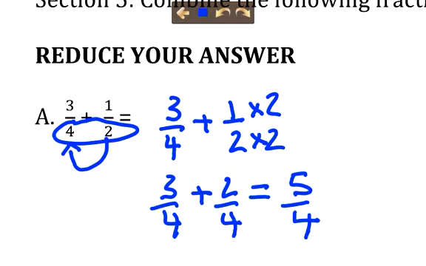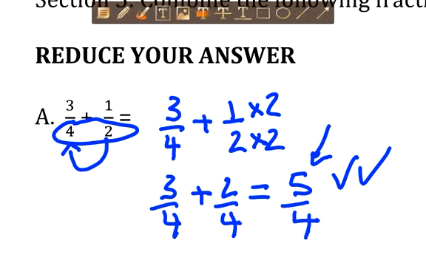And for our class, you can leave them as improper fractions. I don't need you to turn them into mixed fractions, so just leave it like that. If you can reduce the fraction, then do so, but here you can't. So just leave it as 5 over 4.